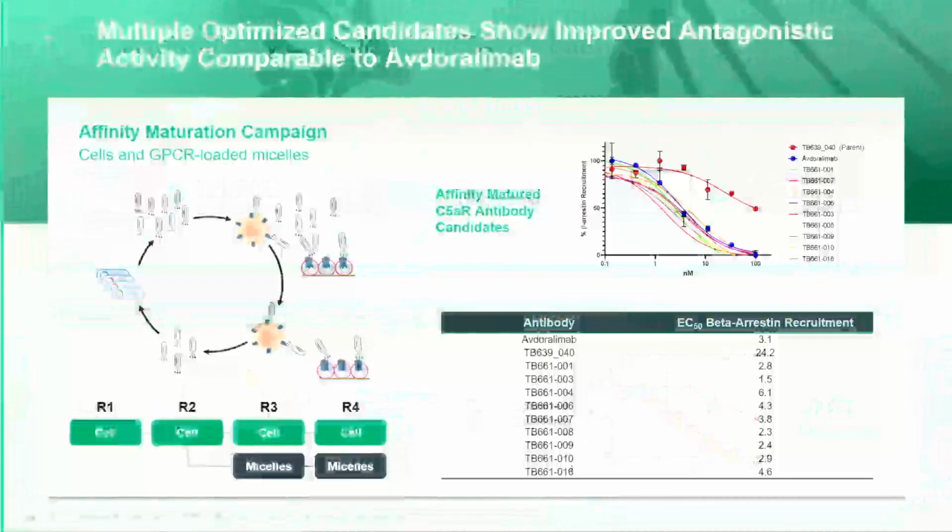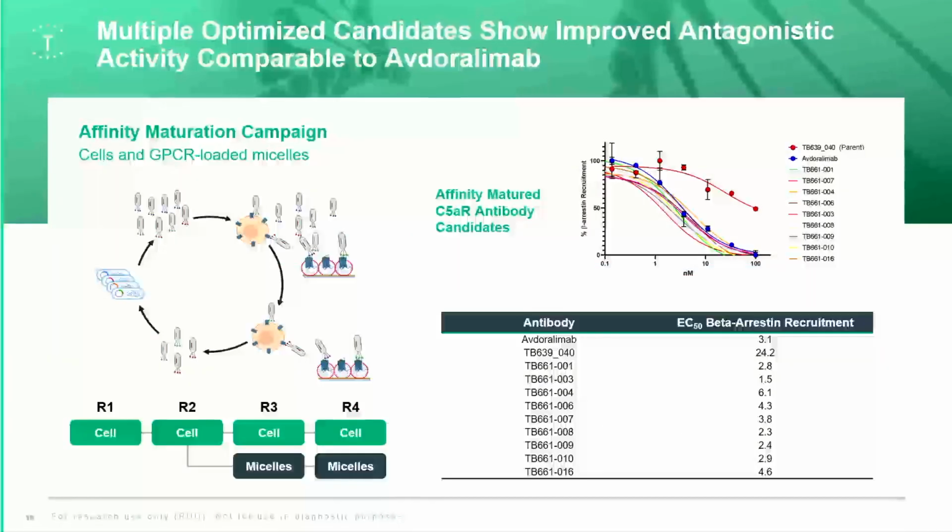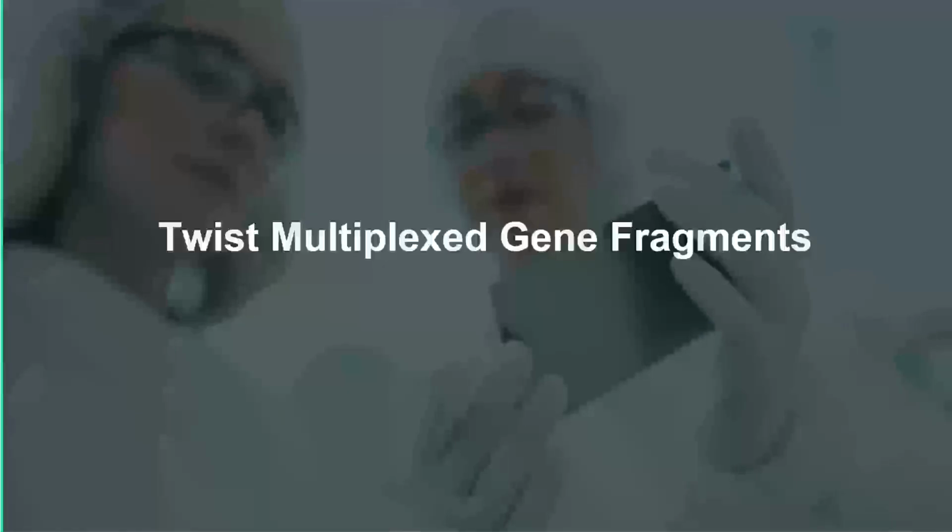How does that compare to our competitor antibody? Well, we found some that were similar to the competitor, and some, like TB661003, that had an improved potency to the competitor as well. And just to say, in our panning rounds for affinity maturation, we were able to use cell-based panning, and we were also able to use those mice cells that were loaded with the target as well. And that certainly helped.